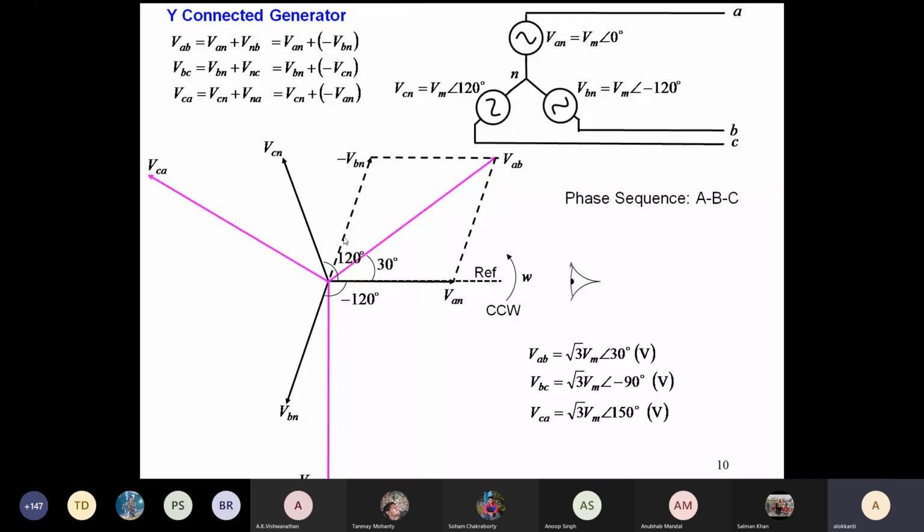Hello, sir. Yeah. Sir, can we increase the voltage by connecting VCA and VAB? There are three pairs like VAB, VBC, VCA. So, sir, can we connect VCA and VAB to get 3 times the voltage of VAB?